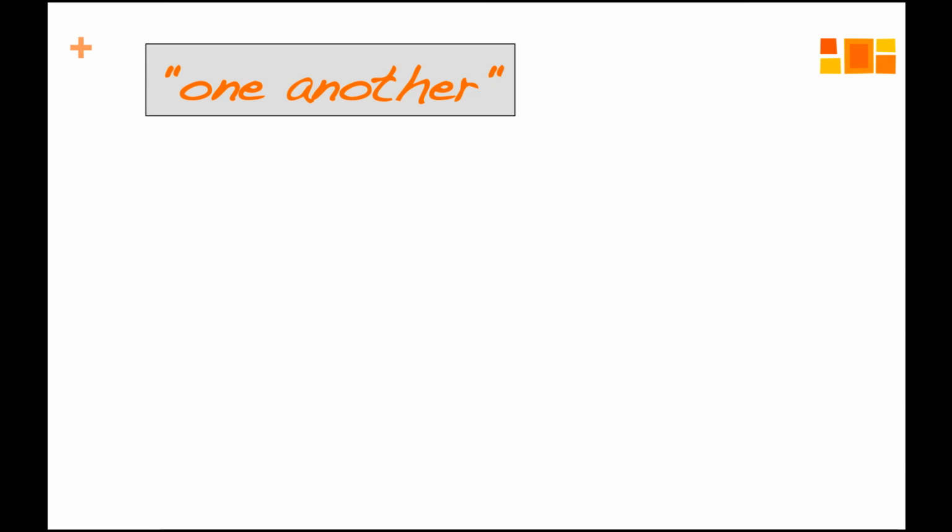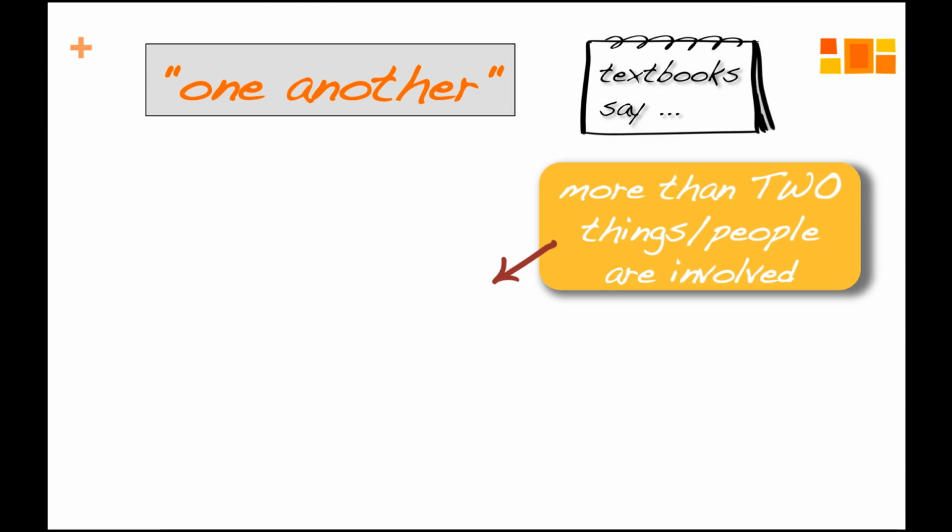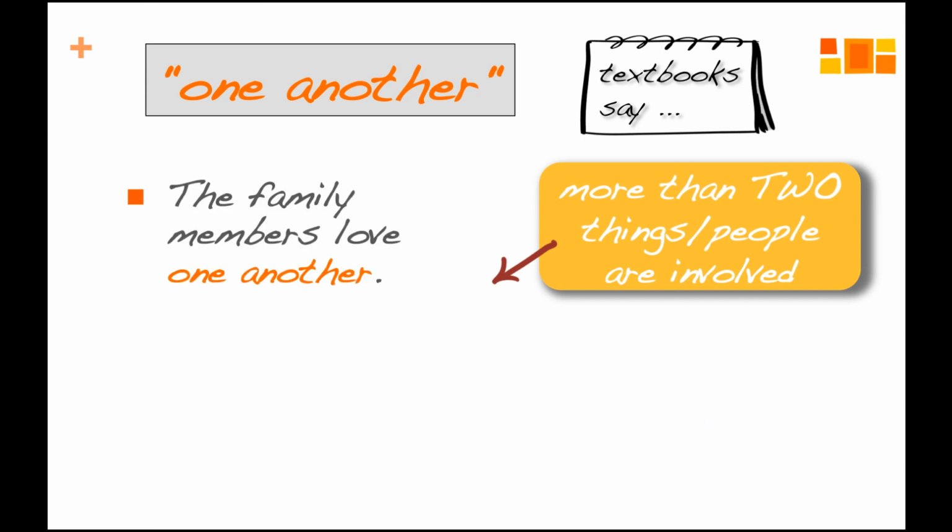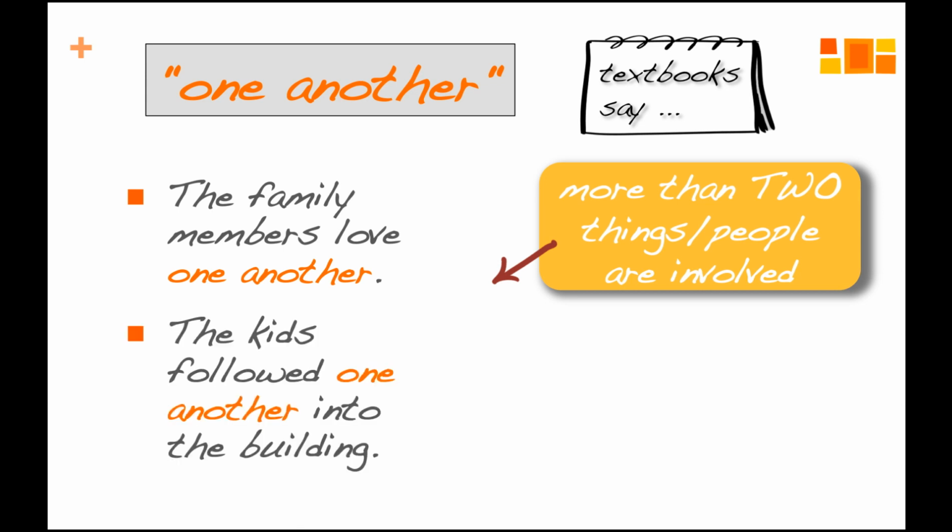And your textbooks tell you when there's more than two people or more than two things involved, use one another. In sentences like the family members love one another, which means there's mama, daddy and two kids and everybody loves everybody, so to speak. It's more than two people involved, use one another. The kids followed one another into the building. It's like there's a line of 10 kids, for example, and one is after the other, so they followed one another into the building. More than two people involved.